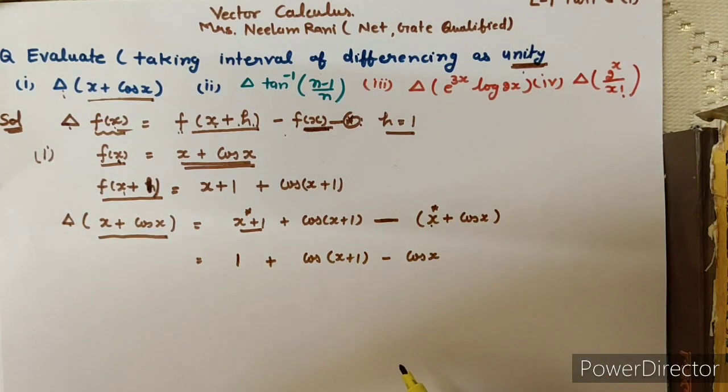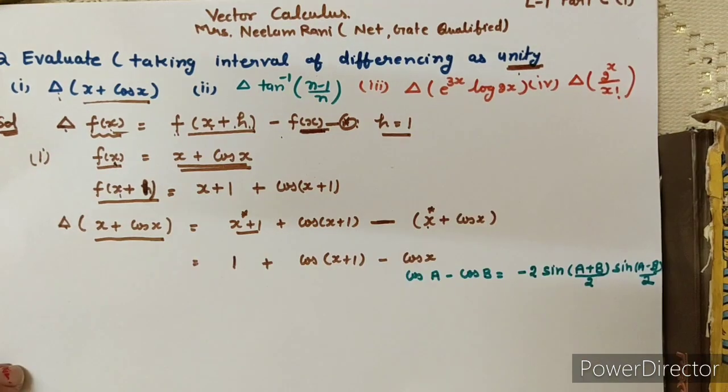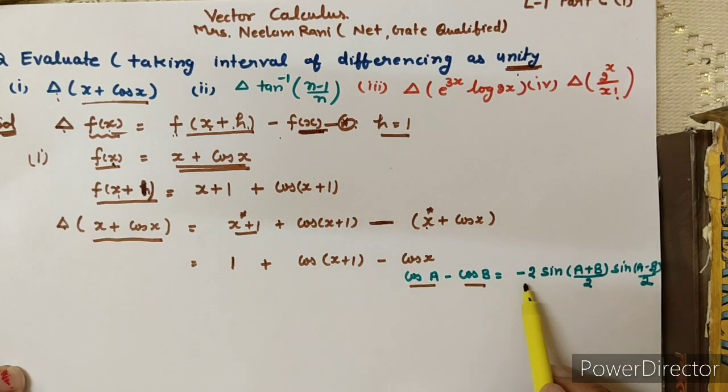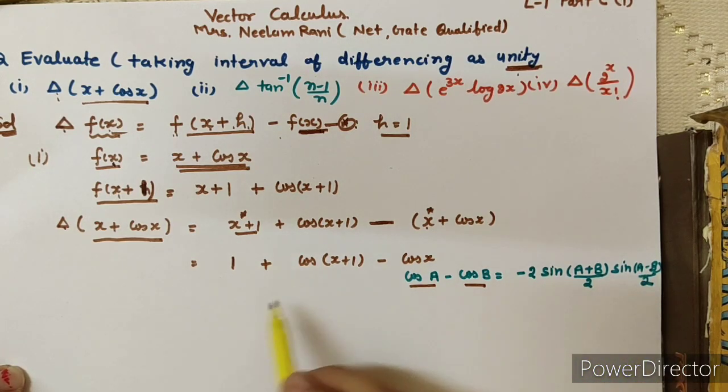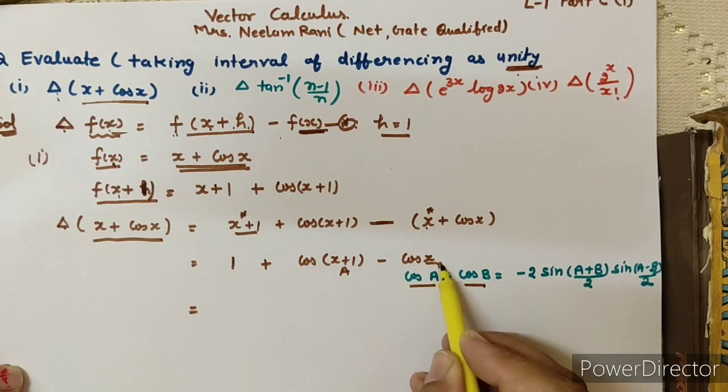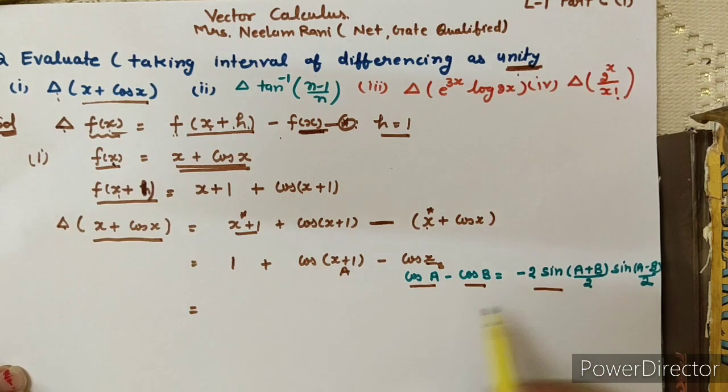Now the formula, as you studied in your previous classes: cos of a minus cos of b is equal to minus 2 times sine of (a plus b) by 2 into sine of (a minus b) by 2. So here your a is x plus 1 and b is x. Now put this formula here.